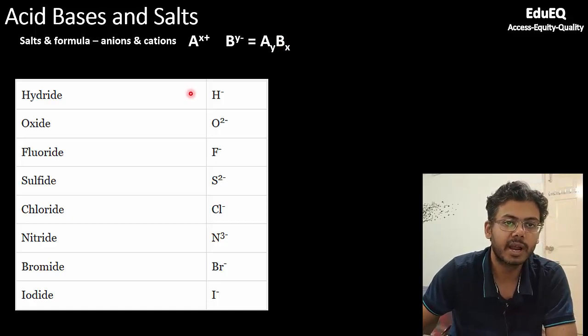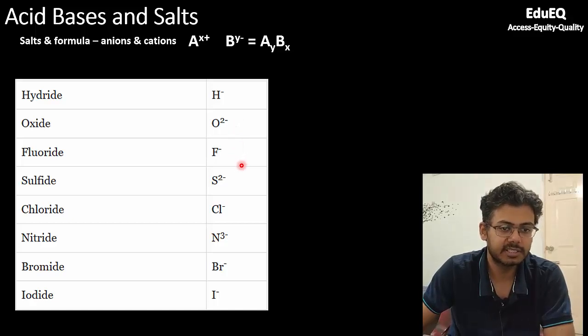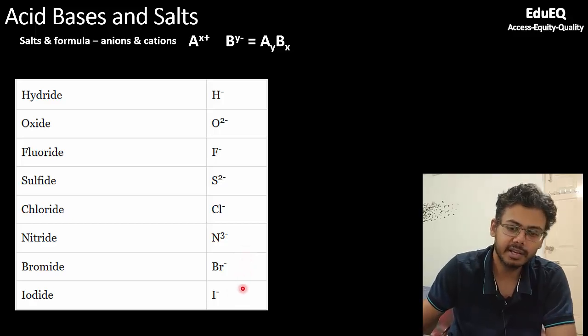Let us try to look at some anions first. So hydride again -1, oxide is -2, fluoride is again -1, sulfide is -2, chloride -1, in fact all halogens will be -1, nitride is 3-, bromide is again -1 and iodide is again -1.